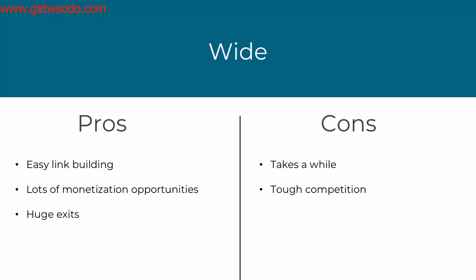The pros as well is that they have huge exits. I mean, if we were selling Health Ambition, it would be a healthy seven-figure number at this point, because you have all these monetization opportunities, and if you make it work, it can be a fairly sizable amount of money per month from your site.